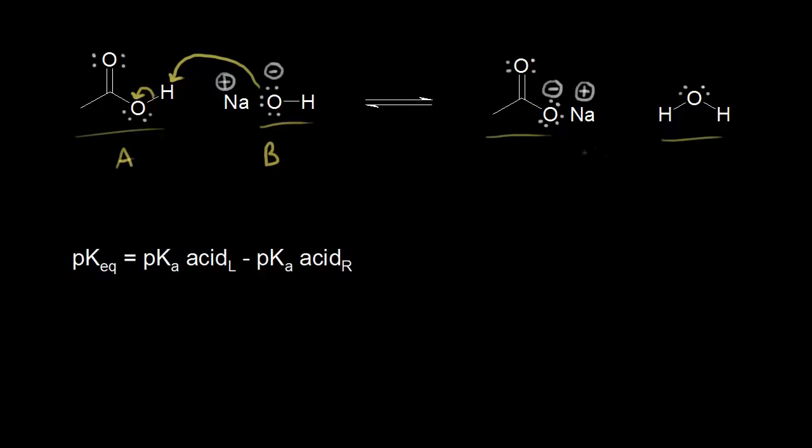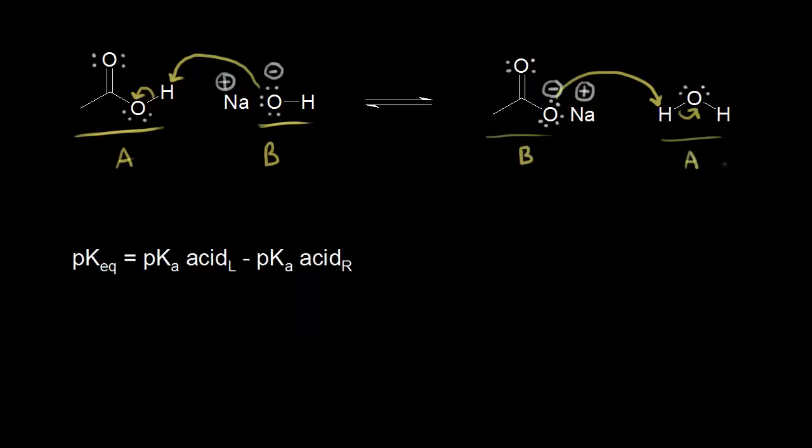Let's think about the reverse reaction. So the acetate anion would function as a base and take this proton on water, leaving these electrons behind. That would give us back acetic acid and hydroxide. So for the reverse reaction, the acetate anion here is functioning as a base, and water is functioning as an acid, so it's donating a proton.